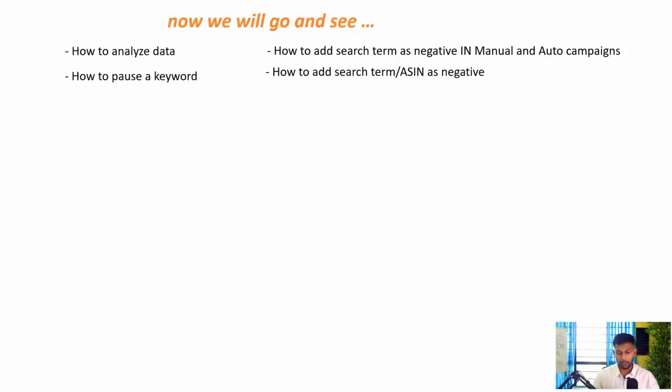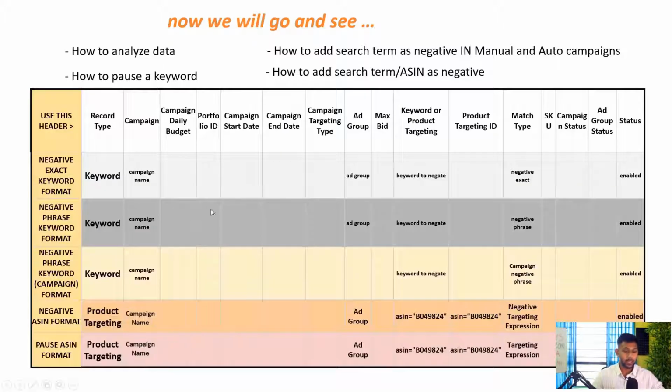Now you must have got one page. Just open page number 11. There should be a template there. This is a normal general template of a bulk sheet, and when you upload this, your campaigns get automatically created. So this is the same template you can see.